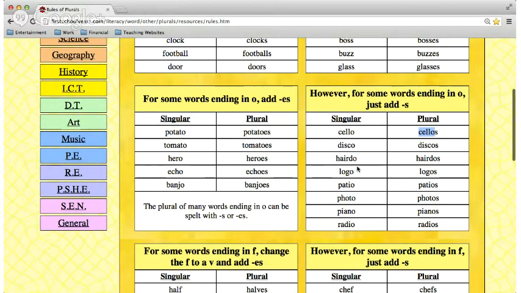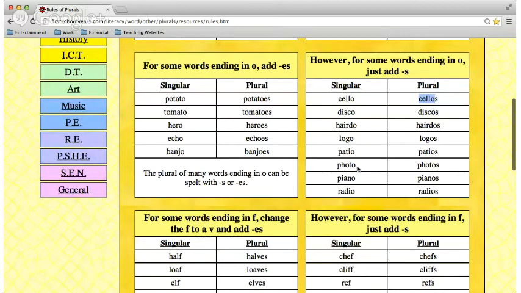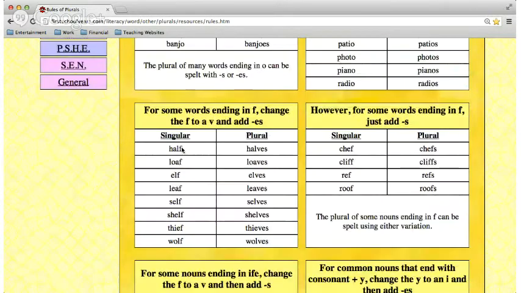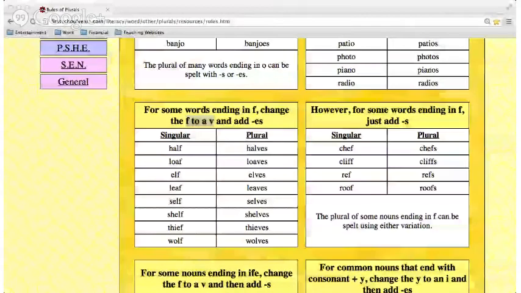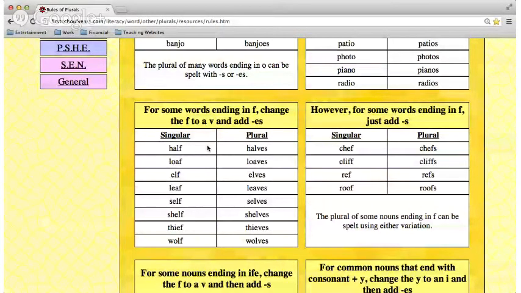All right, let's go to plural form of words ending in F. When we change that F to a V, we change that from an F to a V and we add an ES. So let's try this here. Hamdi, let me have you read through this chart here.